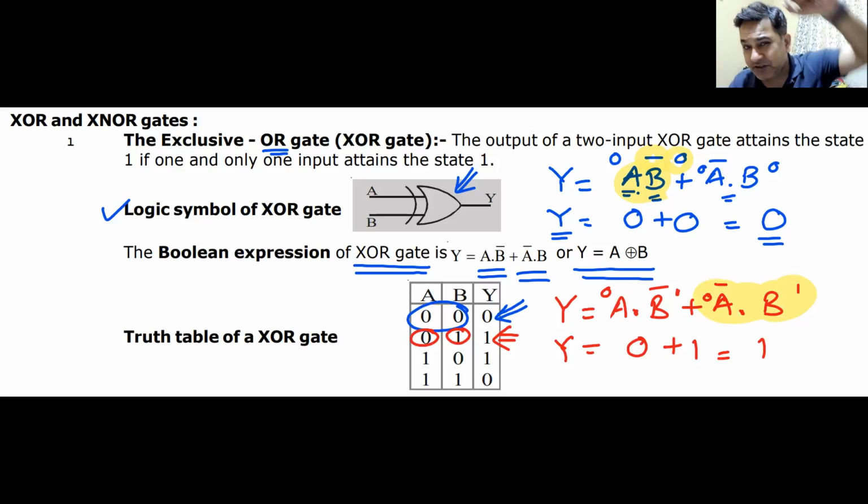So you have to remember the Boolean expression. If you forget the Boolean expression, you are gone. That is the exclusive OR gate. I'll give you a minute to note it down: the symbol first and the Boolean expression. If you understand the symbol and the Boolean expression, you should be good enough to solve any question that comes on this XOR gate or the next one, the XNOR gate.